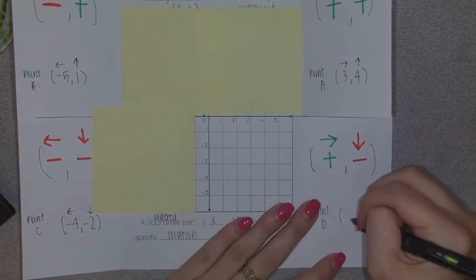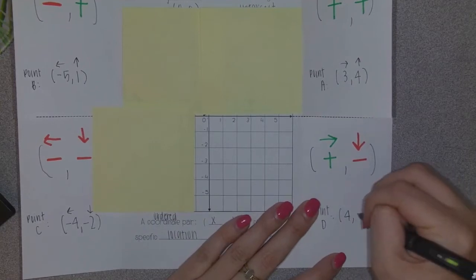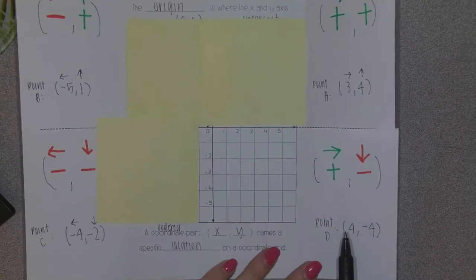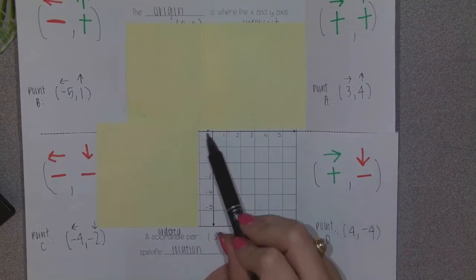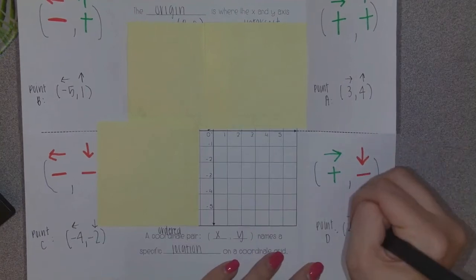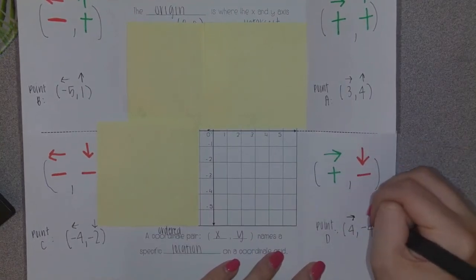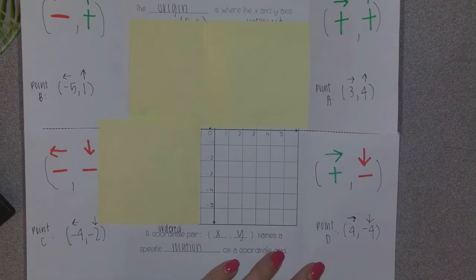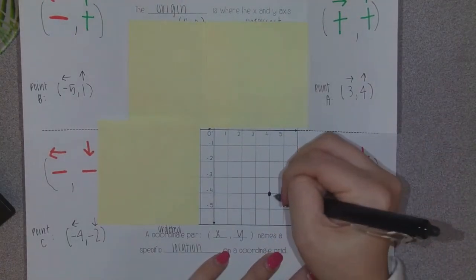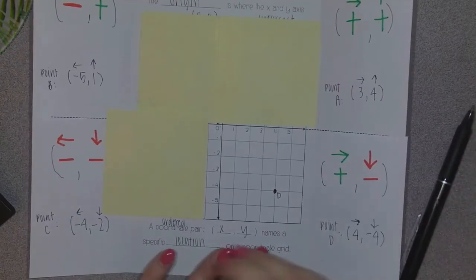And I'm going to say that point D is at the location 4, negative 4. So that positive 4, that x coordinate, tells me I'm going to start at the origin and move to the right 4 spaces. And then from that x coordinate, I'm going to move down 4 spaces because of the negative 4 in my y value. So I'm going to put a dot there. I'm going to label it D.